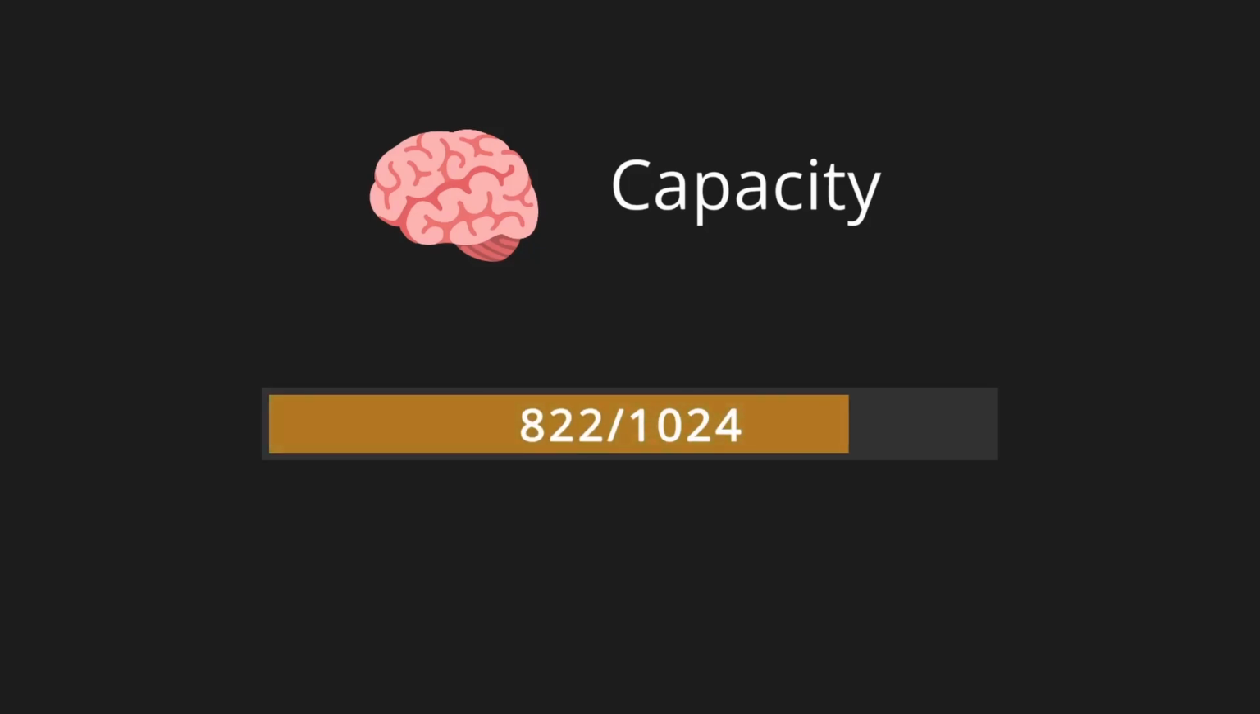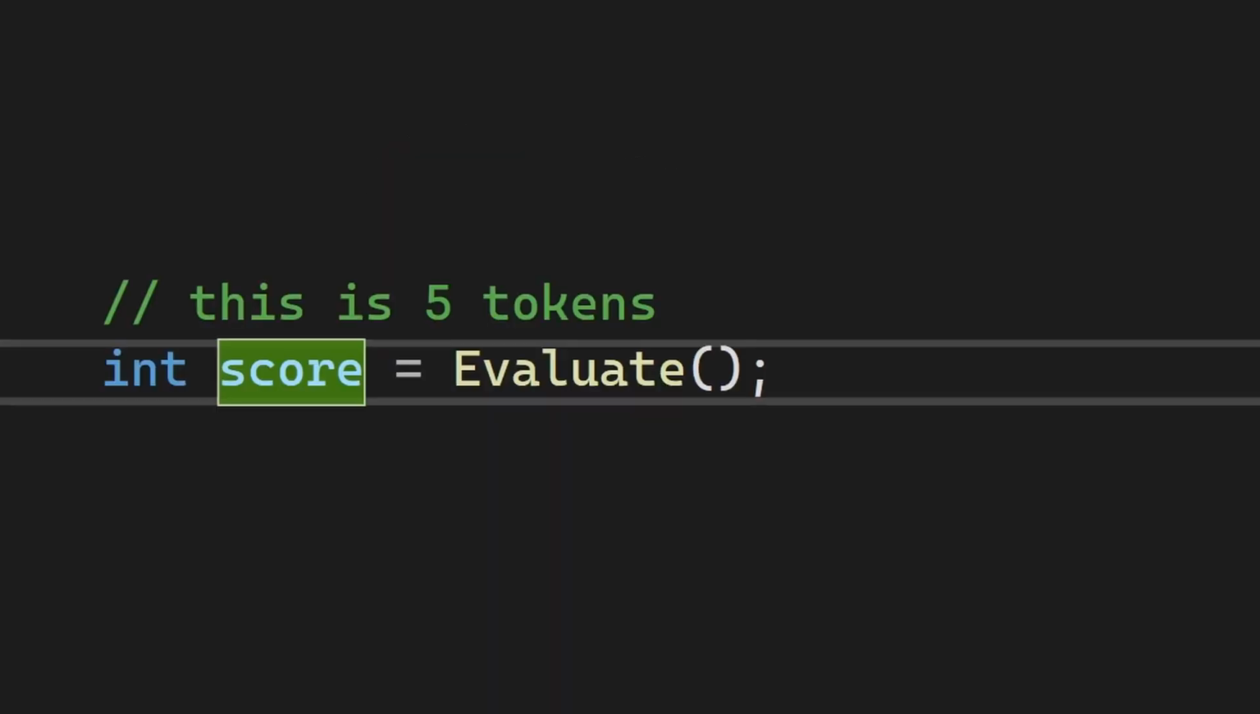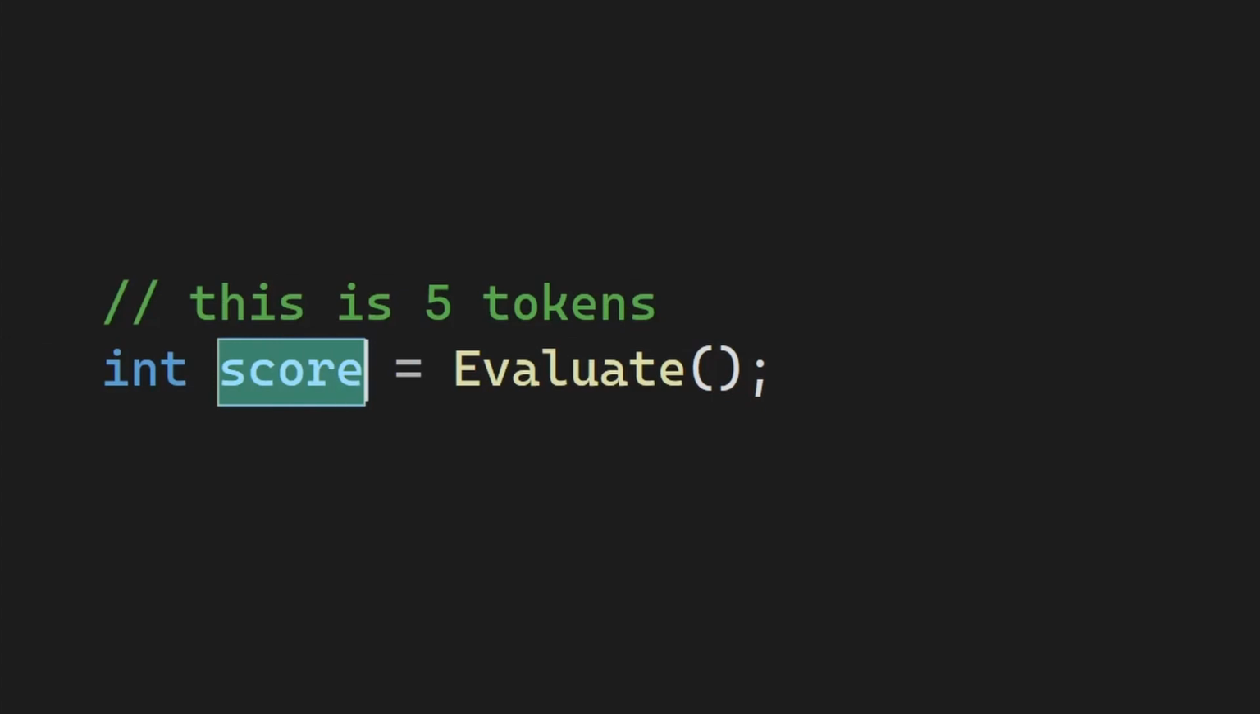But what is a token? Well, a token may be a variable name, an equal sign, a function call, a pair of brackets, and so on. You get the idea. More on this later.